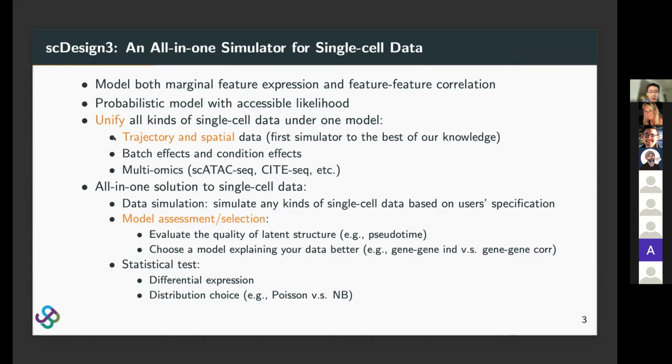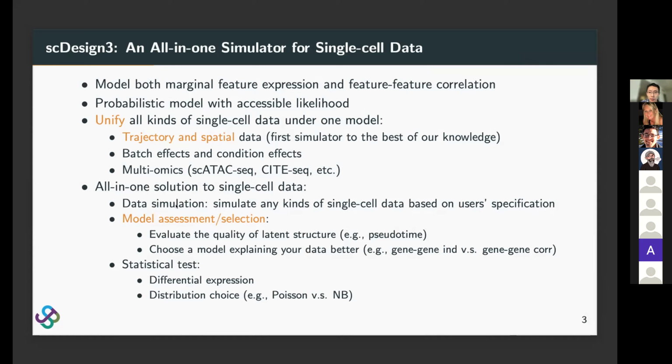Please note that these three dimensions, they can have interactions. So it is possible to have trajectories between different conditions, or different batches from different omics. So this is completely available. And we call this SEDANS3 an all-in-one solution to single-cell data.